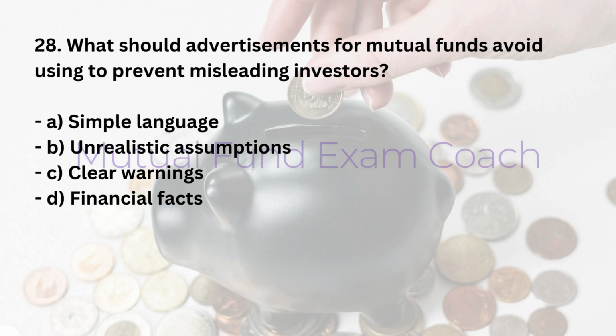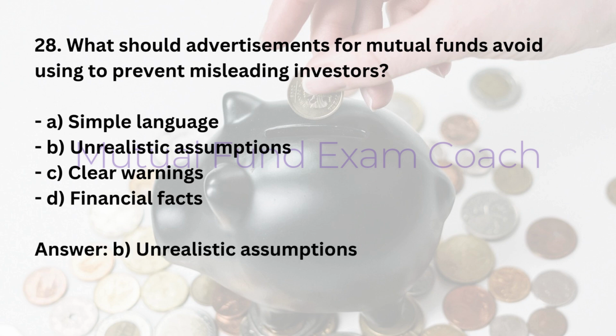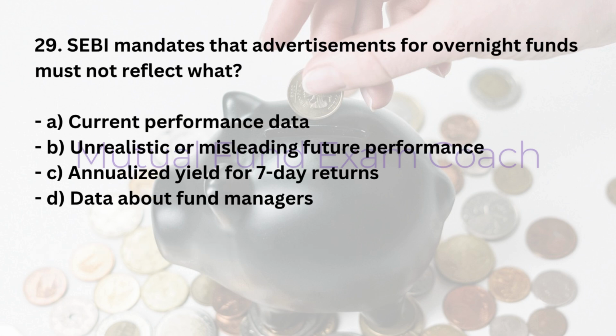28. What should advertisements for mutual funds avoid using to prevent misleading investors? A. Simple language. B. Unrealistic assumptions. C. Clear warnings. D. Financial facts. Answer, B. Unrealistic assumptions.